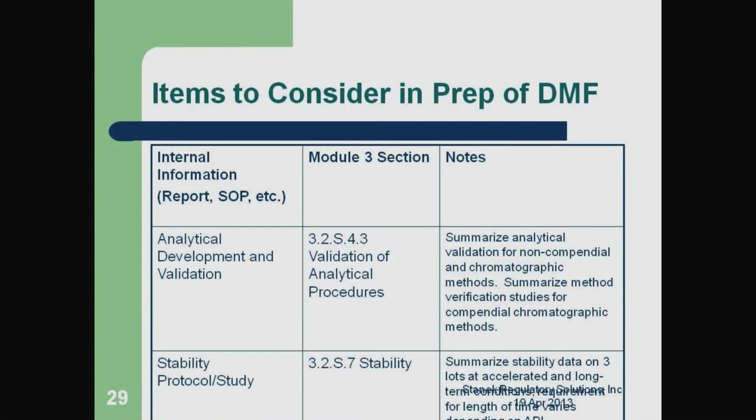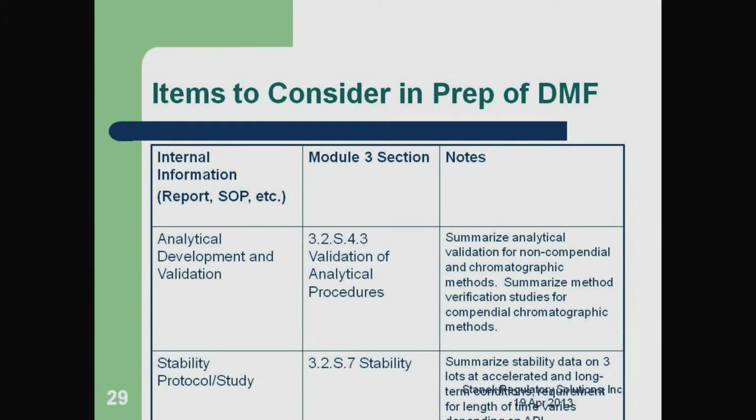Analytical development and validation: you need to summarize all your validation activities. And again, even if you're using a compendial chromatographic method, you need to do some kind of verification in your labs, and they do want to see that. Particularly the generic division does want to see that information.